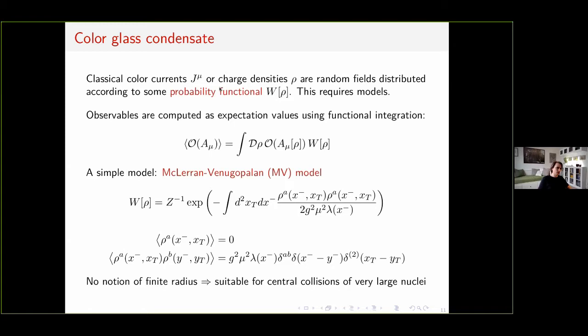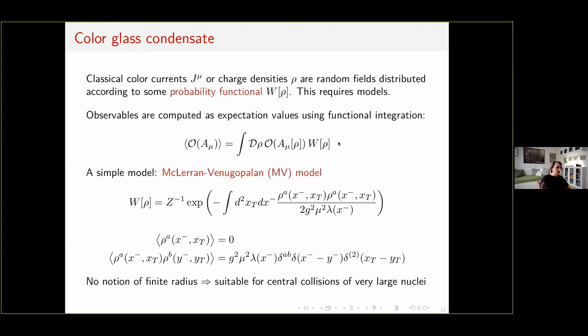So for instance, here you have to specify what a nucleus should look like. And if you know it, then you can of course perform all kinds of functional integrations here. The main difference to standard QFT is that this is really a probability functional. So these are all well-defined functional integrations, basically.